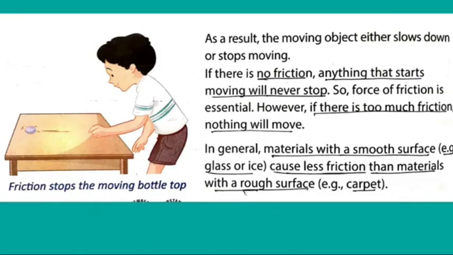As a result, the moving object either slows down or stops moving. If there is no friction, anything that starts moving will never stop. That means if there is no friction, then no object will ever stop. So the force of friction is essential. However, if there is too much friction, nothing will move. मीन्स जहाँ पर ज़्यादा फ्रिक्शन होगा वहाँ पर कोई भी थिंग्स मूव नहीं होगी.